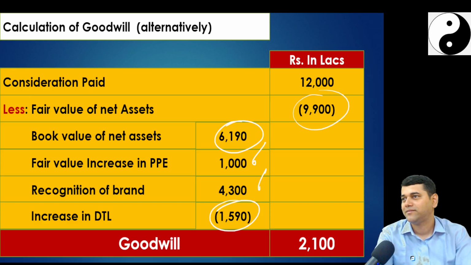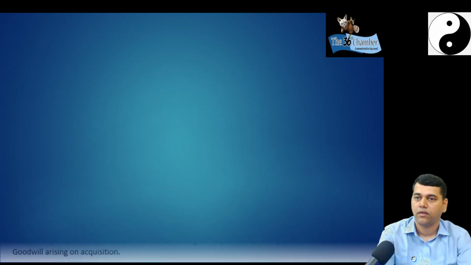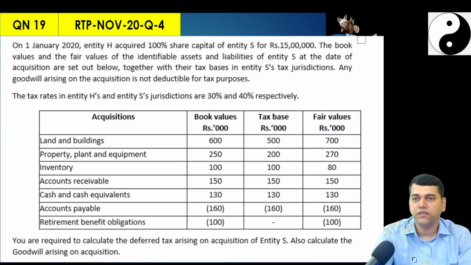Easy, no? Yes, so we will move on to question number 19. Next question. On 1st of January 2020, H acquired 100% capital for 15 lakhs. The book value and the fair value of the identifiable assets at the date of acquisition are given below, together with their tax base. Chalo, good.